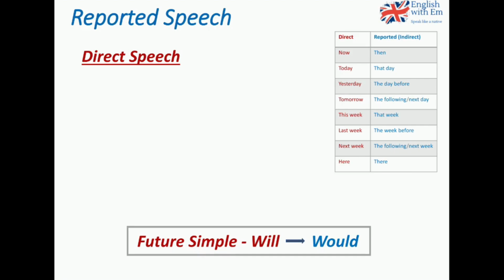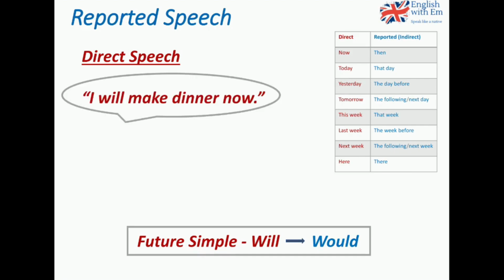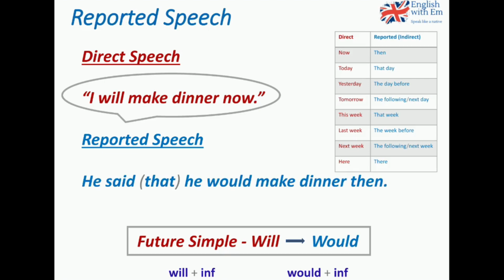Future simple with will. I will make dinner now. So this is formed, as you can see, will plus the infinitive, will make. And in reported speech, we're going to change will to would, and it's still followed by the infinitive. He said he would make dinner then. So we change our pronoun, I becomes he, will make becomes would make. And we have to change our adverb now becomes then.